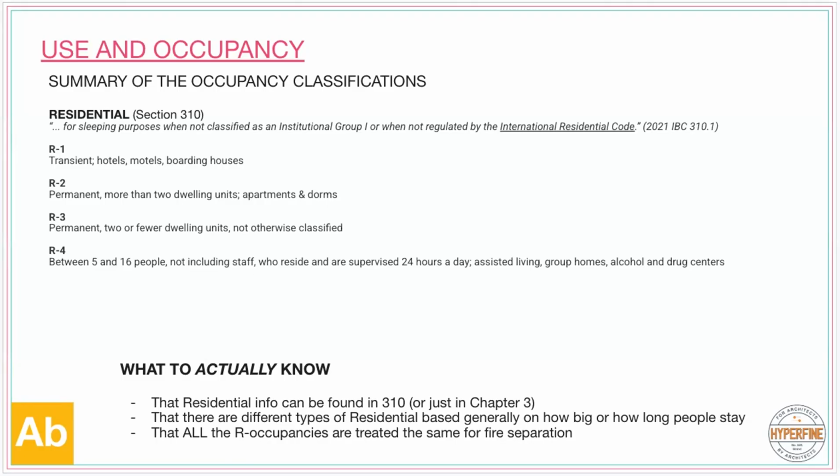So then let's say if I'm looking at R4, which is between 5 to 16 people, not including staff who reside in a supervised place. So this is more like assisted living, hospital. Yeah, exactly, assisted living facility is here in this super obtuse definition, and it could also be institutional. And so if I'm studying, I'm just going to completely ignore R4.